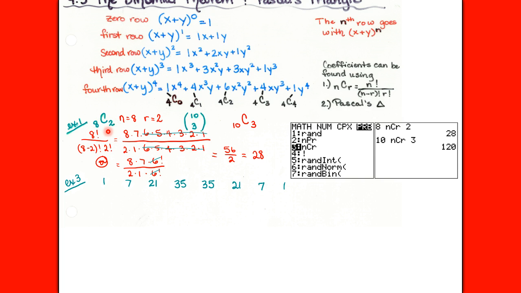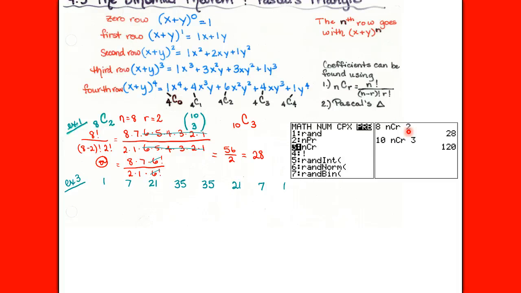We did it by hand and we got 28. All right? If I were going to do this on my calculator, I would type in 8 and then I would go to Math and use my right arrow key to go over to probability, and then scroll down to number 3, nCr. And then I would put in my r value of 2. Hit enter and it'll give you that 28.